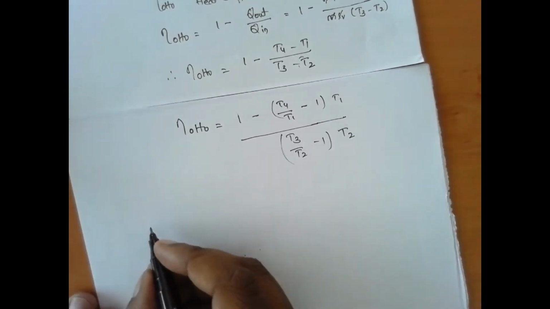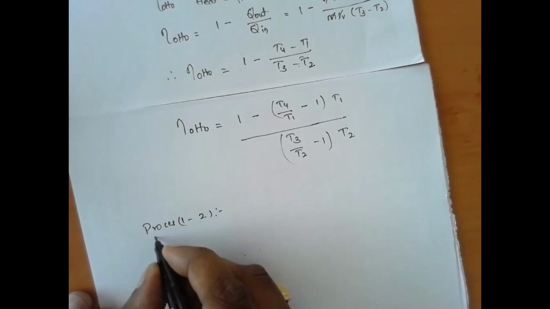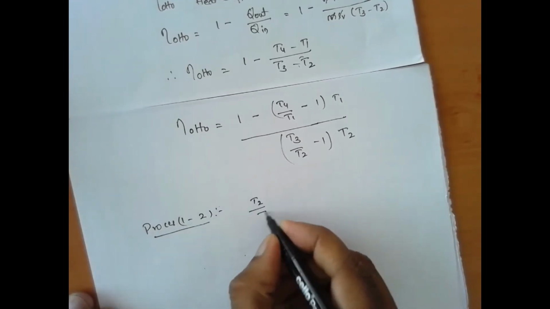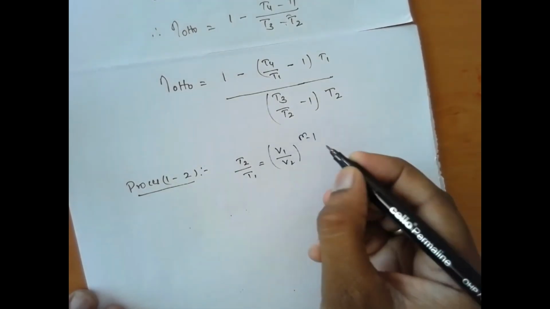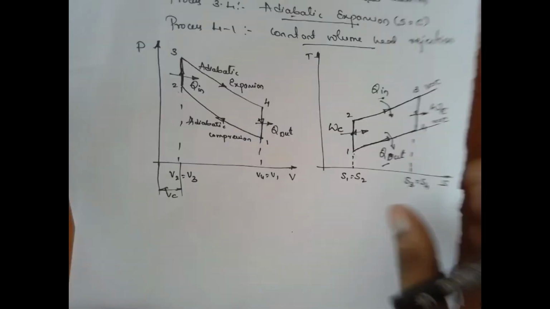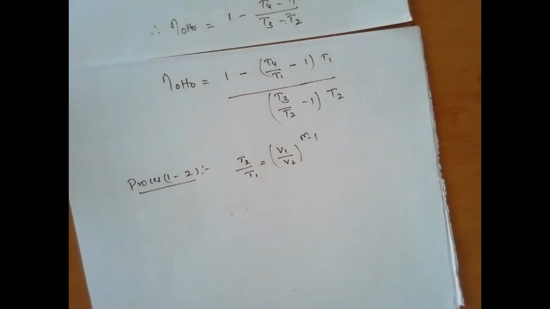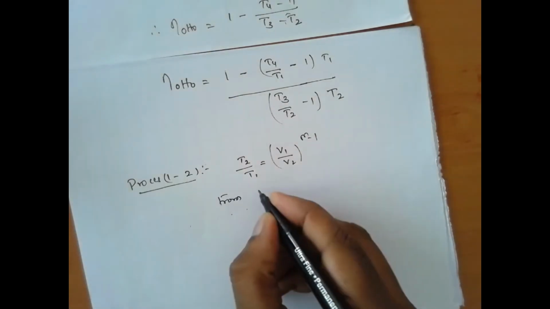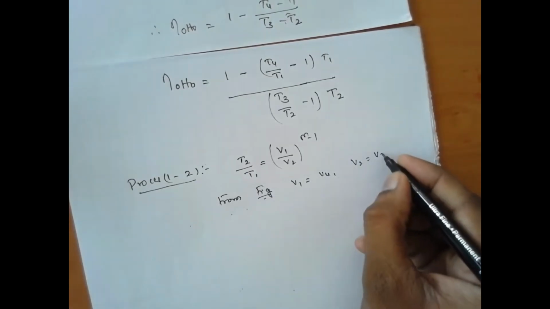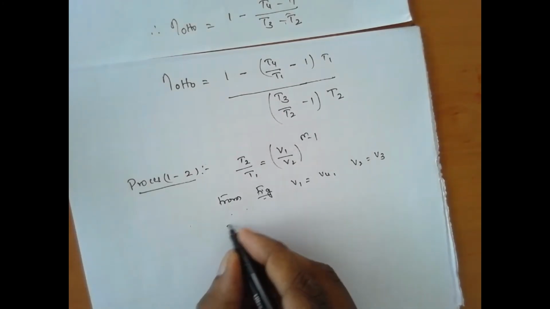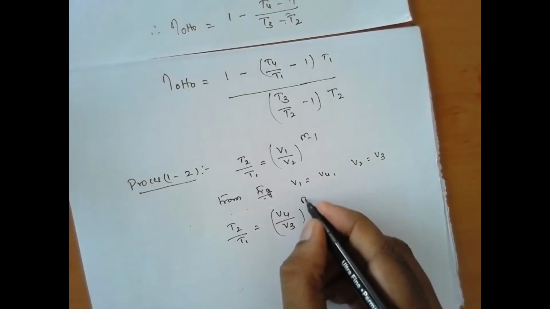The first process, 1 to 2, is adiabatic compression. So you can take the equation T2 by T1 is equal to (V1 by V2) to the power gamma minus 1. But from the diagram we can see that V2 is equal to V3, and V4 is equal to V1. You can substitute there, therefore T2 by T1 is equal to (V4 by V3) to the power gamma minus 1.